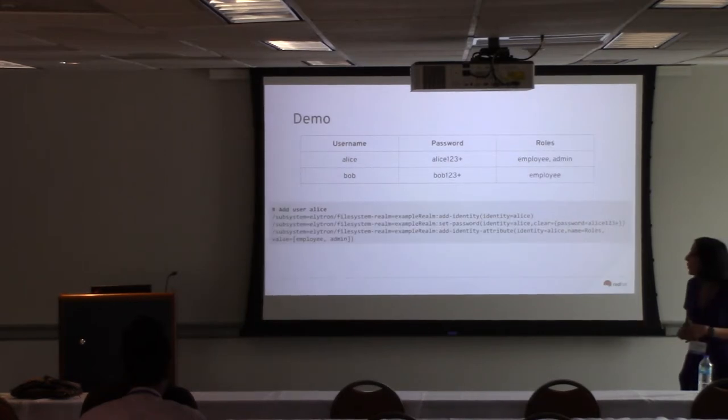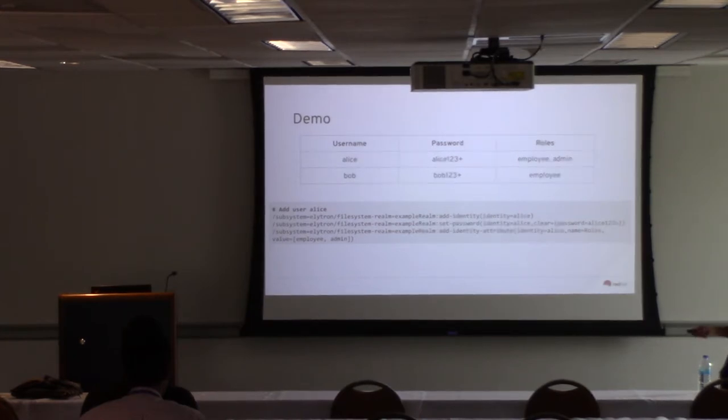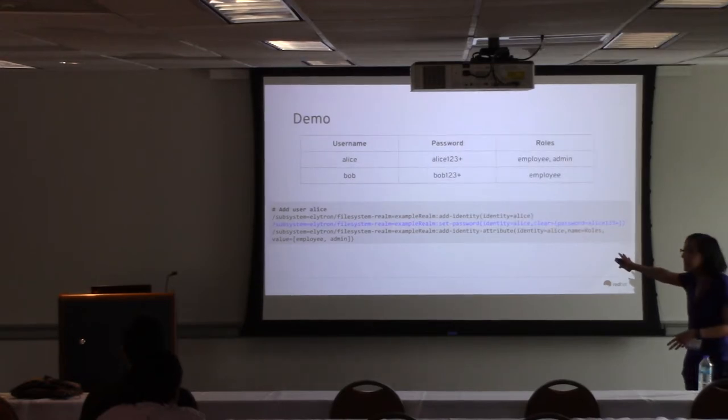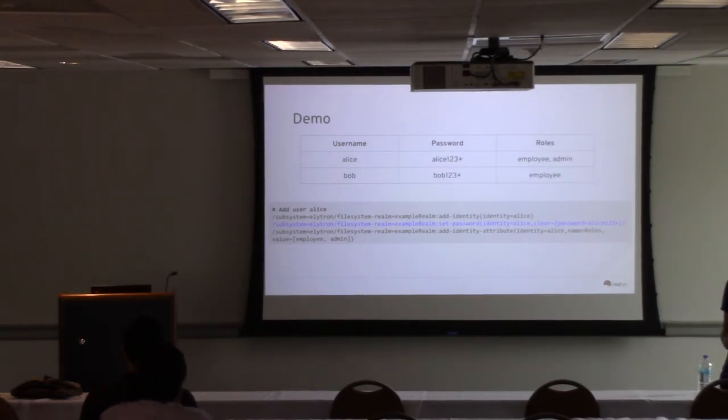Okay. So we can also use CLI commands to add our users. We can use the add identity operation to add the Alice identity to our file system realm called example realm. We can then use the set password operation to set Alice's password to Alice123+. Now notice I'm just specifying a clear password here, but it is possible to specify many different password types. As an example, you could specify a salted digest password here if you wanted to.